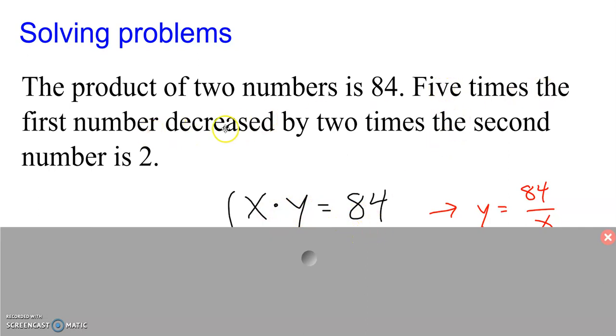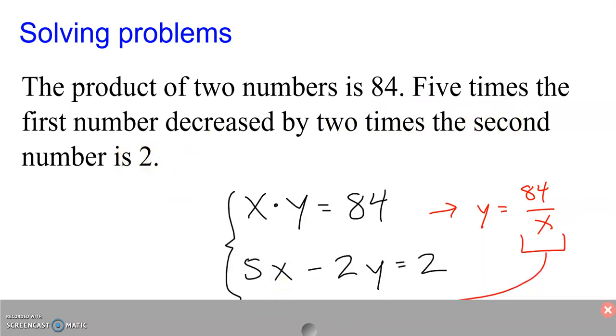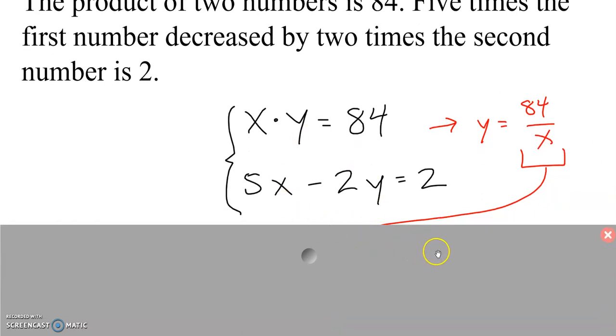Then 5 times the first number decreased by 2 times the second number is 2. So that's 5 times x, decreased by is minus, 2 times the second, that's 2y, equals 2. So 5x minus 2y equals 2. Now you can see this system is pretty similar to the previous one. I've got a line here and then this x times y.